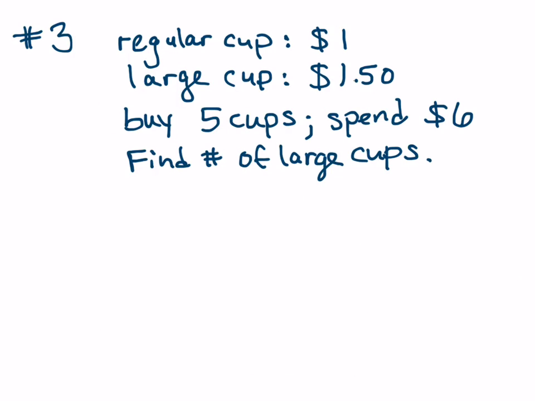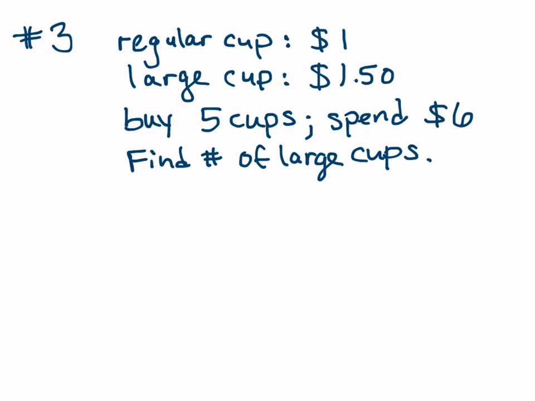All right, and then last problem, this is number 3 from the lesson check. This is a word problem. A cafe is selling regular cups of coffee for $1 and large cups for $1.50. Melissa and her friends buy 5 cups of coffee and they spend $6. And you're asked to write a system of equations and find the number of large cups that they bought.